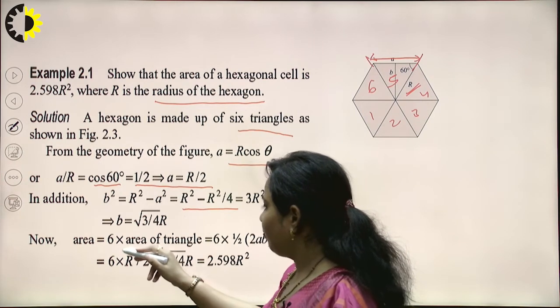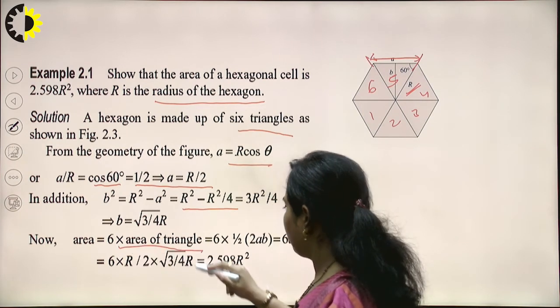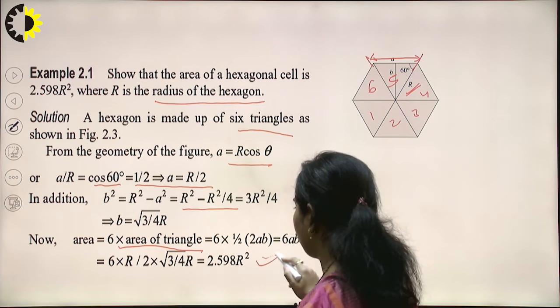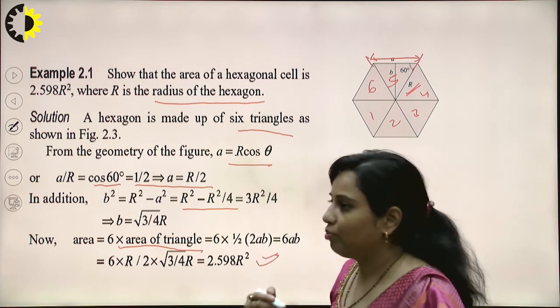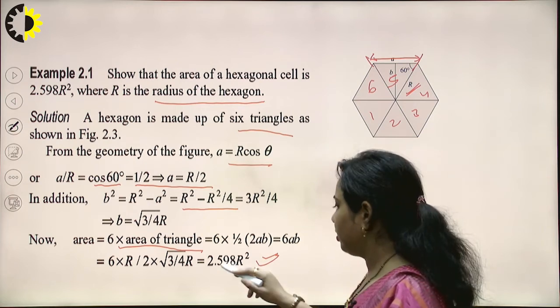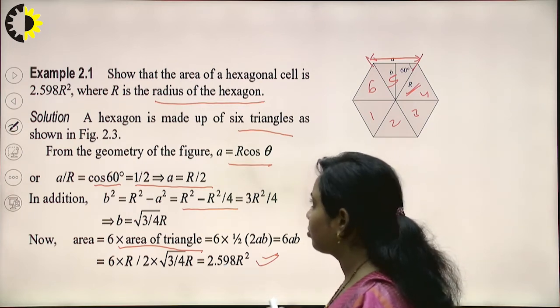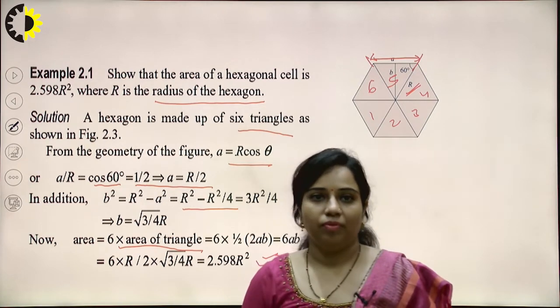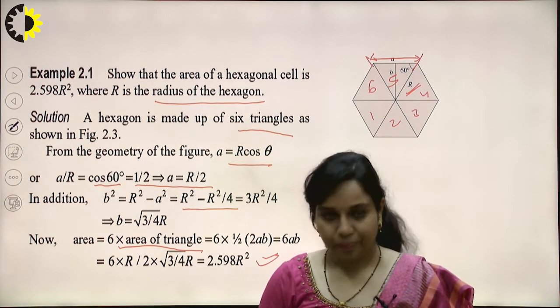So area will be equivalent to 6 into area of the triangle. This is how, from considering the geometry of a particular hexagon, the cell size is considered as 2.598 r square. So this is the radius of a particular hexagon shape.